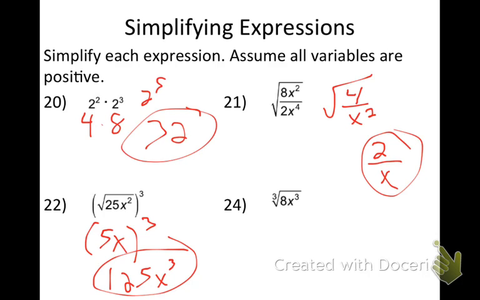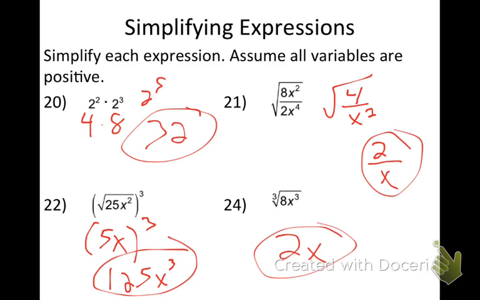24. Cube root of 8x to the 3rd power. What's the cube root of 8, John? Cube root of x to the 3rd is? Just x. So I'm left with 2x. And that's it right there.